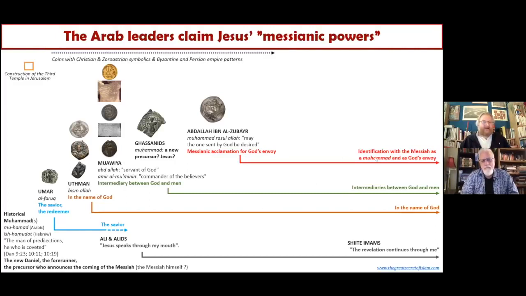And here, when we look at the layers of claims to power in the name of God, intermediary between God and man, identification with the Messiah as a Muhammad and as God's envoy, God's apostle, it kind of looks like Islam. It's not Islam yet, because we do not have the prophet of Islam, but we see something approaching Islam, something with an Islamic flavor in it. Islam is yet to come, but we see how layer by layer Islam builds itself.